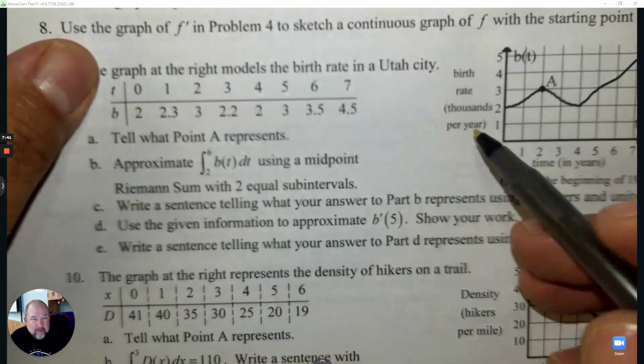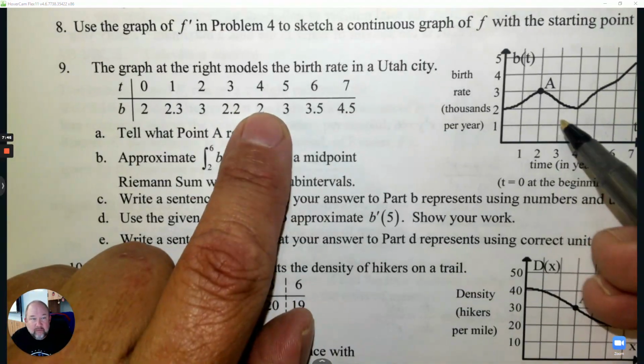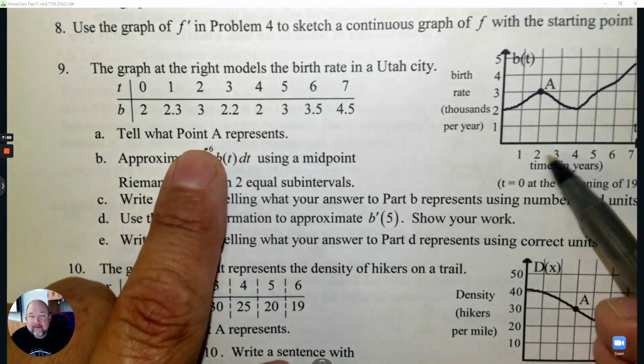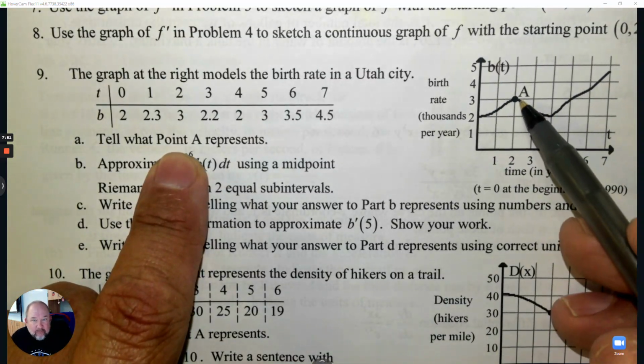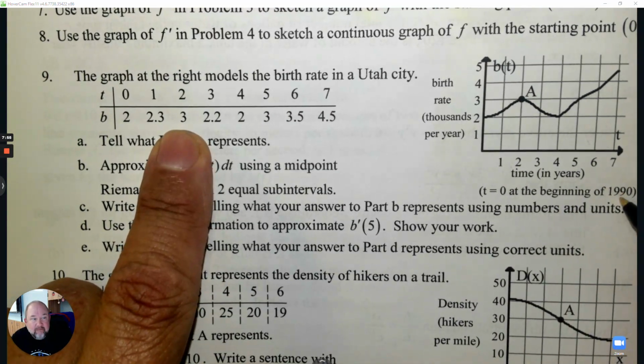Look at the graph at the right, which models a rate, and it gives you a table of values connected to it. Tell what point A represents. So there's point A at 2. That's years beginning from 1990, so 2 means 1992.